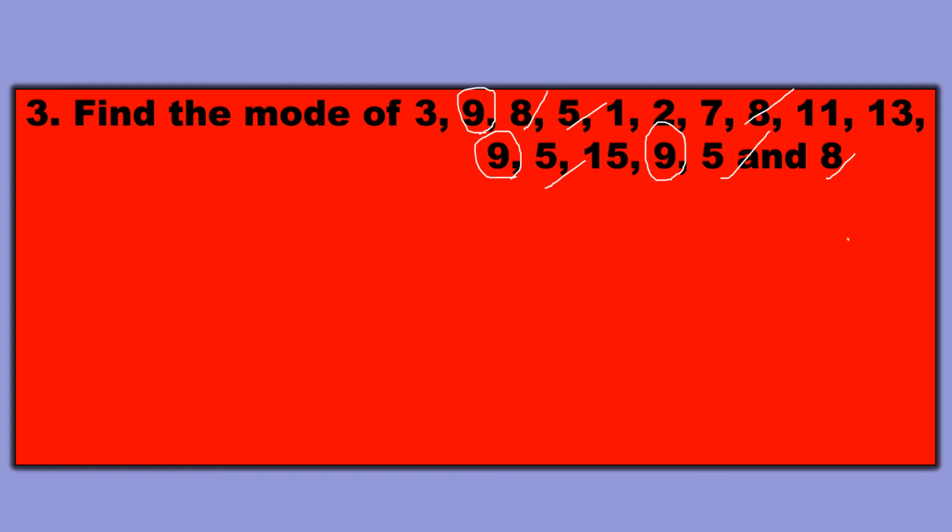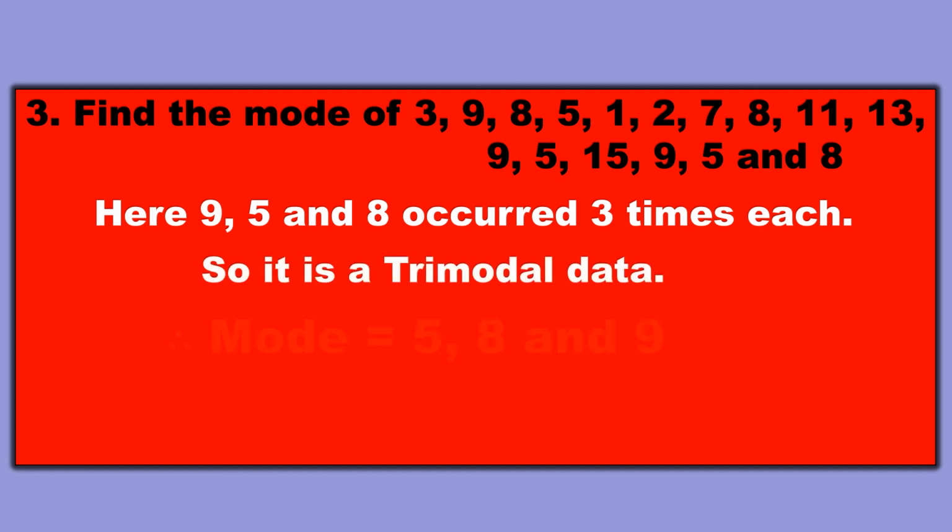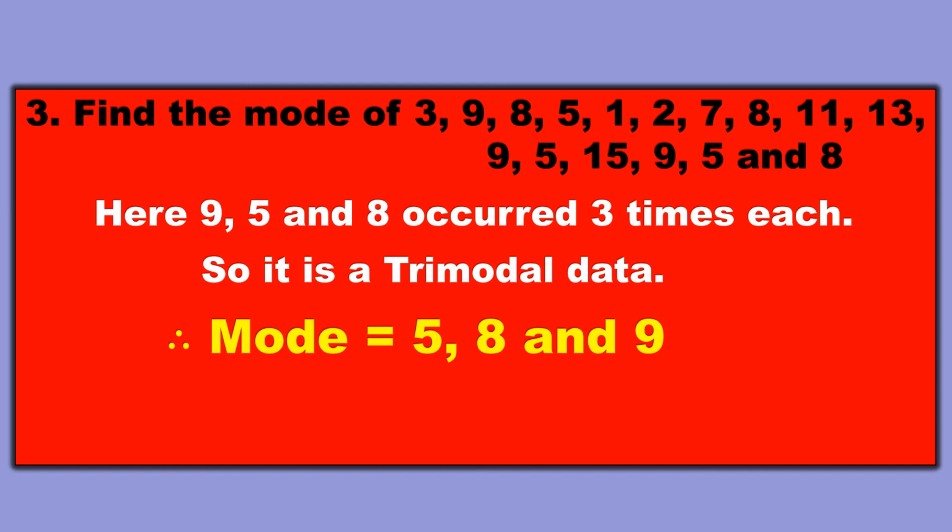So here there are 3 observations, 9, 8 and 5, that occurred 3 times, right? So your mode is these 3 numbers. I can write it as a trimodal data and your answer is 5, 8 and 9. Whenever the mode is one number, you can write the mode directly. If it is 2 numbers, then you write it as a bimodal data and the observations will be 2. And when there are 3 numbers as your answer, then your mode will be a trimodal data, and write whatever numbers occur 3 times.